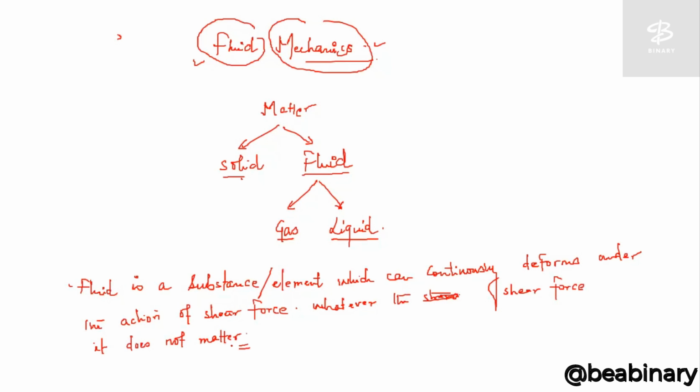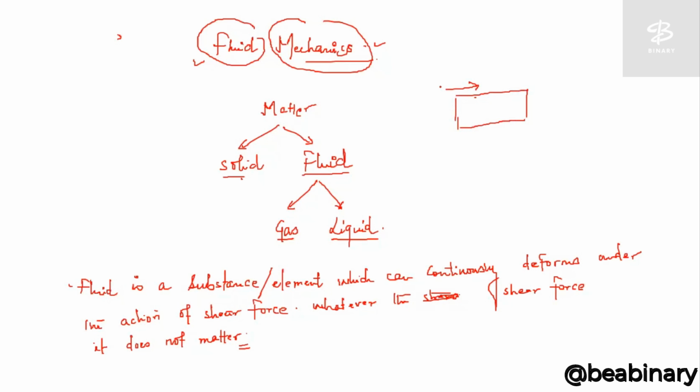So fluid is a substance which can continuously deform. If I am applying a shear force on a fluid element, then it can continuously deform due to that particular shear force. The magnitude of shear force doesn't matter. For example, this is my fluid element and I am applying a shear force in that direction. When the shear force is applied to this element, it starts deforming. So the magnitude of the shear force doesn't matter.